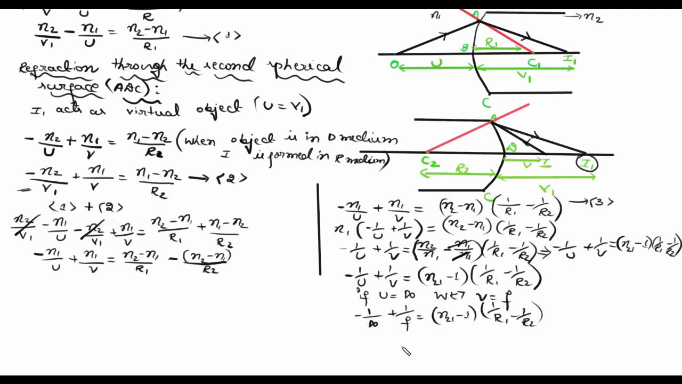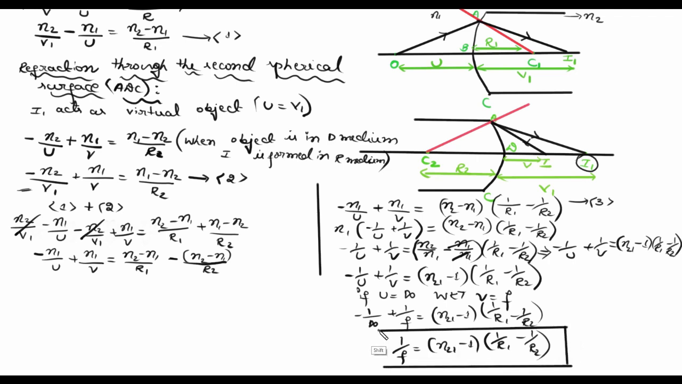1 by infinity is 0, and you will have 1 by f is equal to n21 minus 1 into 1 divided by r1 minus 1 divided by r2. So this equation is called the lens maker's formula. 1 by f is equal to n21 minus 1 into 1 by r1 minus 1 by r2 is called the lens maker's formula.